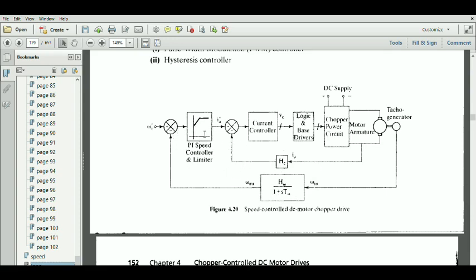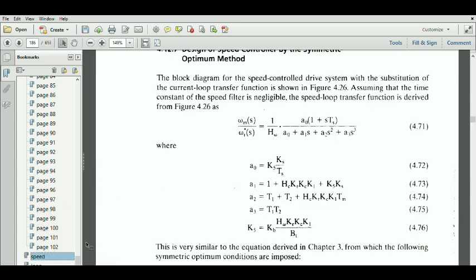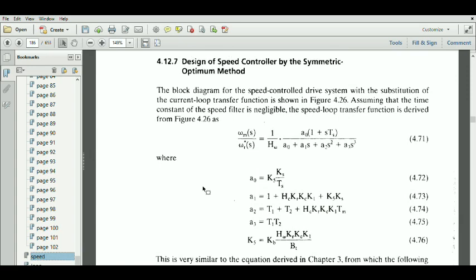Here you will have a PI controller and limiter, so it will have the PI controller transfer function, and here the IA divided by IA star transfer function will be there. The motor transfer function we also have to consider here. So we will design the speed controller by the symmetrical optimum method.